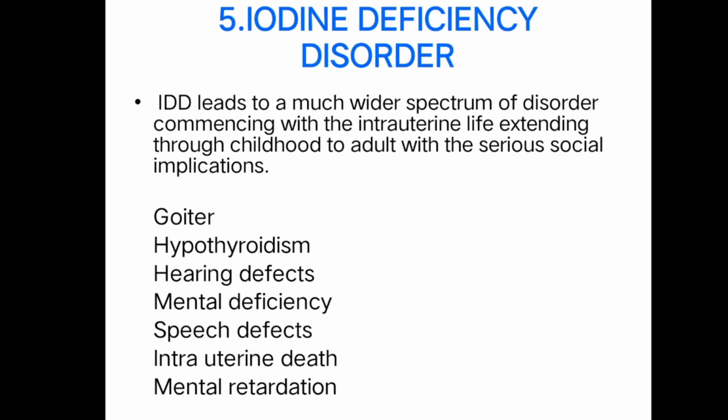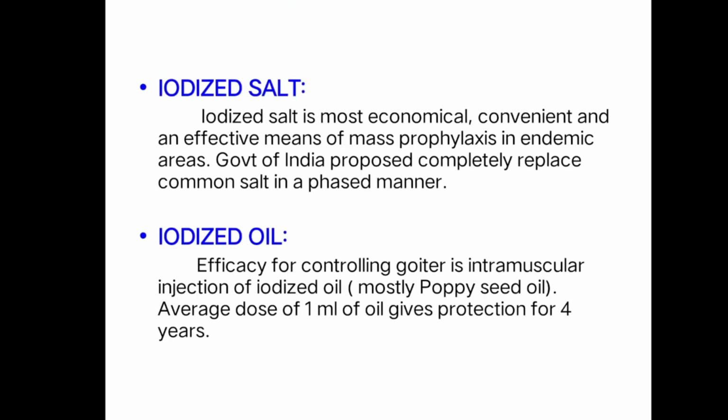So this disorder leads to a much wider spectrum of disorders, commencing with the intrauterine life and extending through childhood to adulthood with serious social implications. Some of these disorders are goiter, hypothyroidism. Then iodized salt and iodized oil can be included in your food items if you have these iodine deficiency disorders. So you can go for iodized salt compared to common table salt, and iodized oil can be given for controlling goiter.